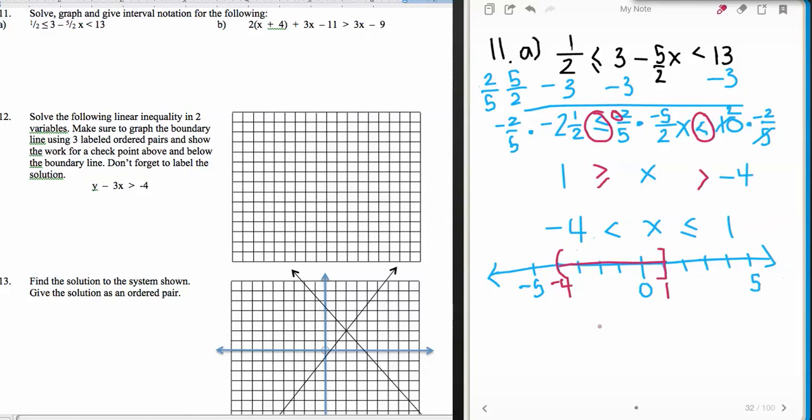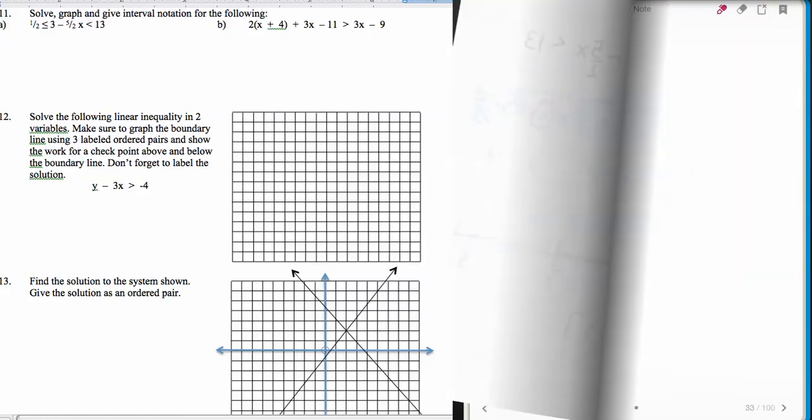And there's our graph. The interval notation, remember, takes a snapshot of what we see on our number line, so negative 4 on the very left hand side up to positive 1 on the right hand side. Negative 4 is not included, so it has a parenthesis, and 1 is included, so it has a bracket, and that's our final solution. Now moving on to part B.